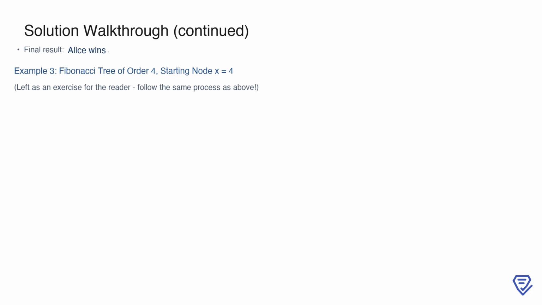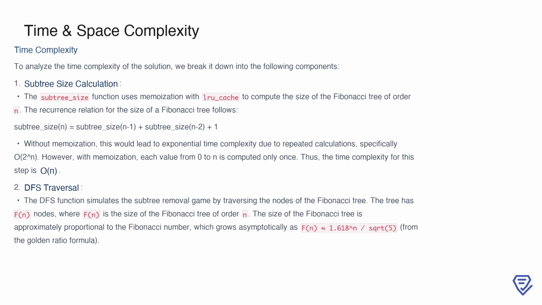For the next example, you can try applying the same process to the Fibonacci tree of order 4, where the tree structure and gameplay become even more interesting. The approach remains consistent: explore the tree using depth-first search, alternate turns between Alice and Bob, and keep track of scores and visited nodes. This iterative process will help you determine the winner just as we did in the previous examples. To analyze the time complexity of our solution, we start by breaking it into 2 main components.